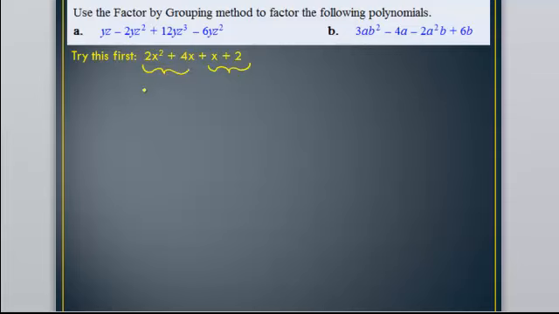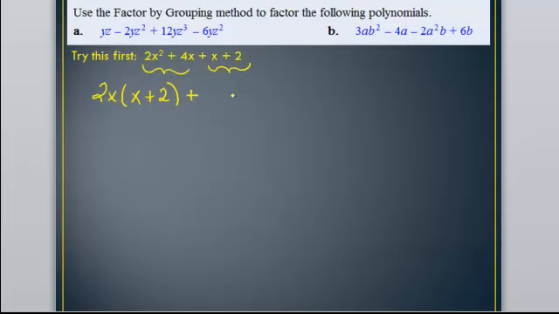What do they have in common? They definitely both have a 2x in common. Now, if you factor a 2x out of the first 2 terms, you're going to be left with an x plus 2. Remember, you can double check that. 2x times x is 2x squared, and 2x times 2 is 4x.